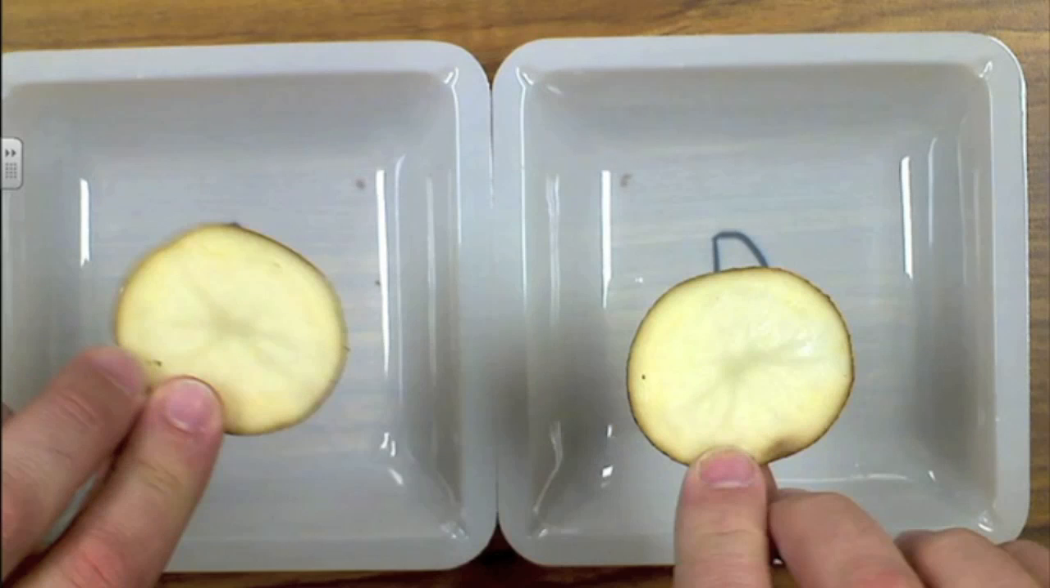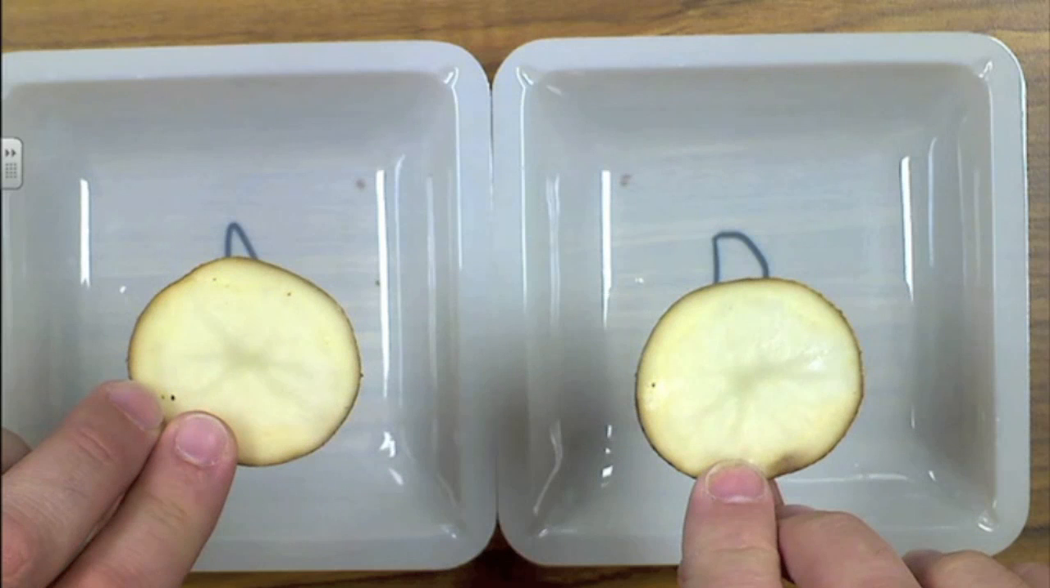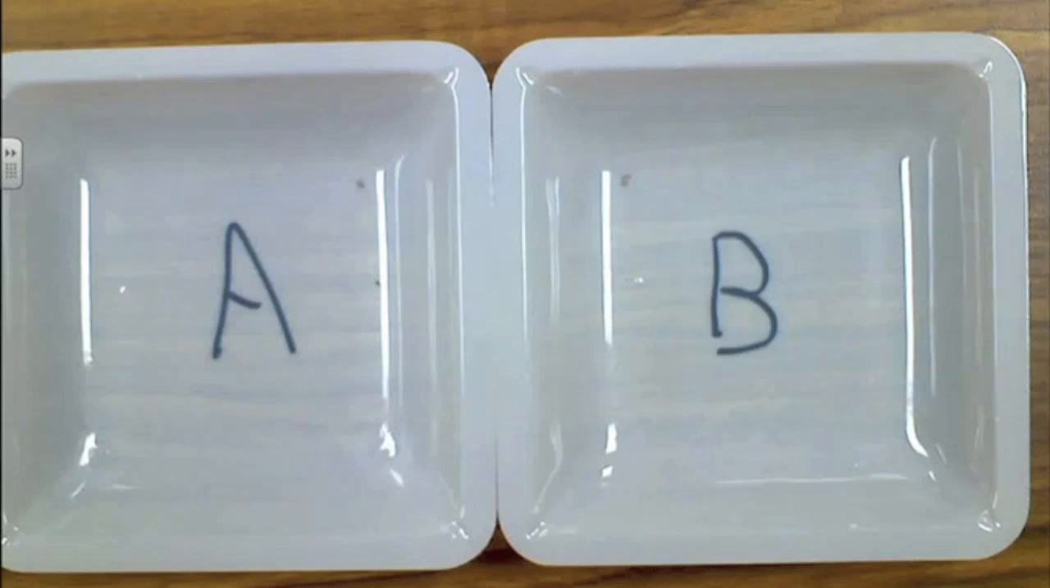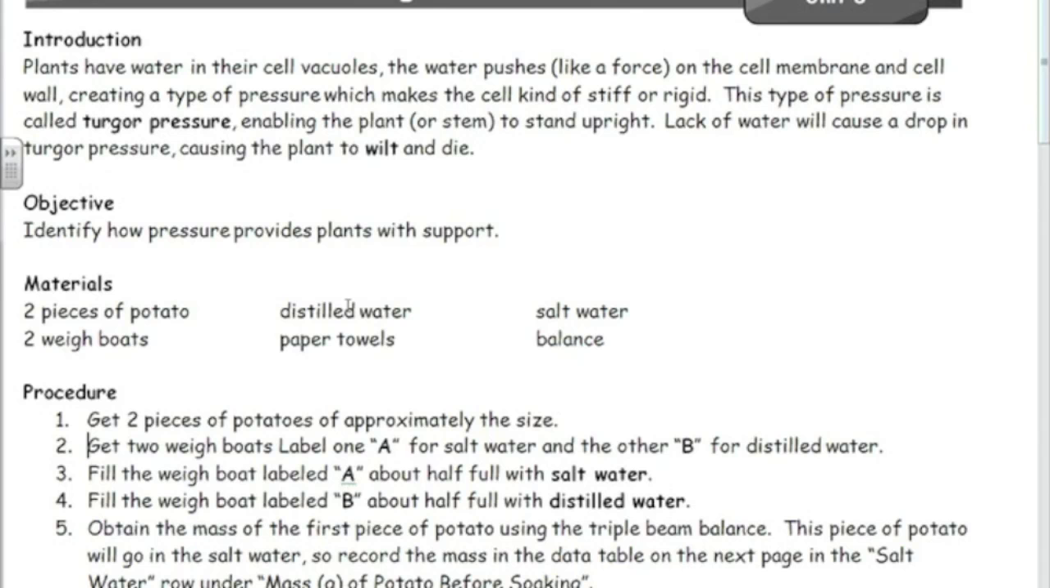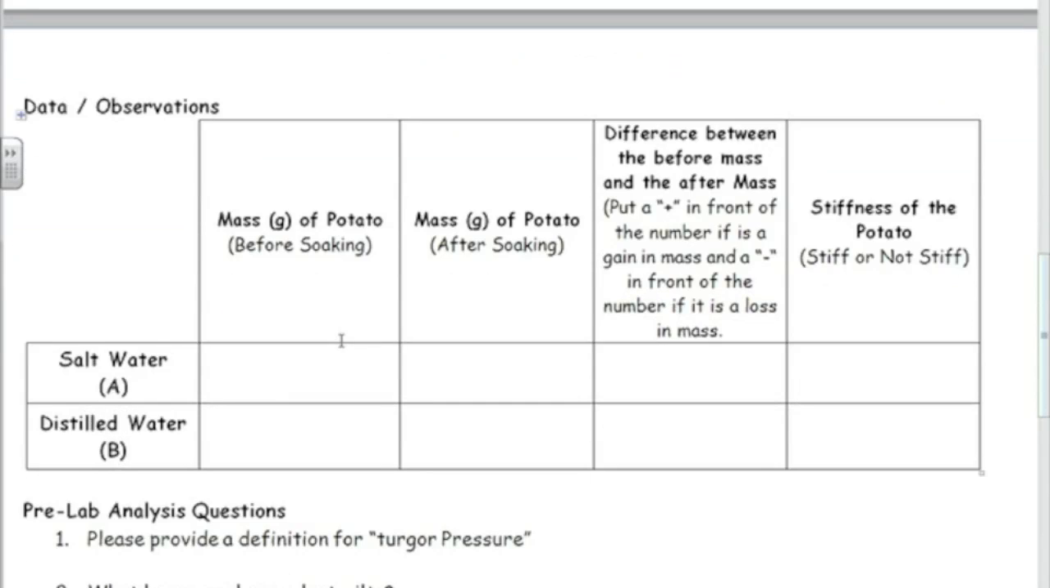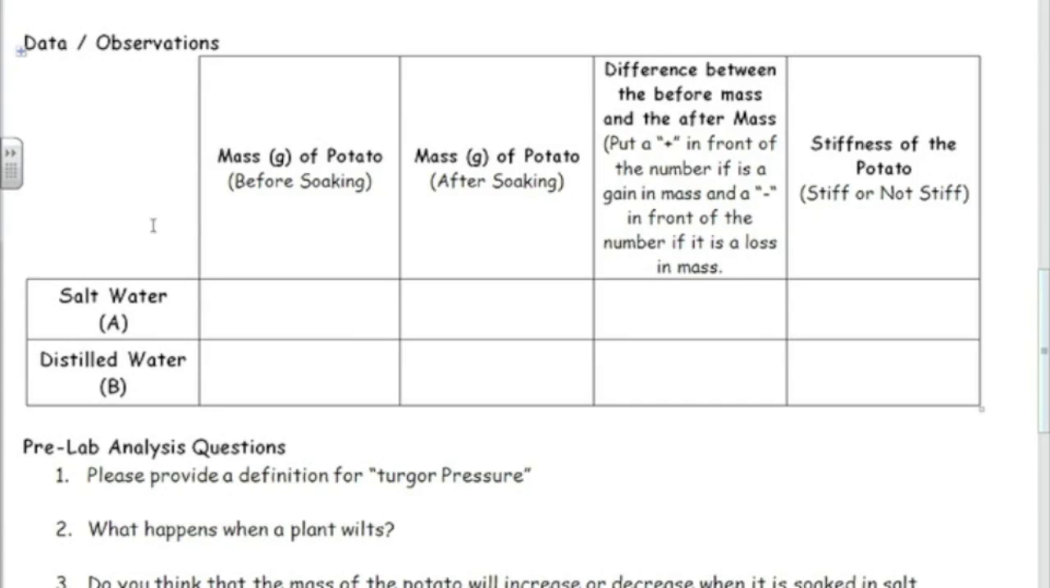So I would take these over to the triple beam balance or an electronic balance and find the mass of these 2 potato slices. Let's go back and look at your lab sheet. When we find the mass of the 2 potato slices, we're going to record that mass where it says mass of potato before soaking for A, which is salt water, and B, which is distilled water. So let's assume that for each potato slice, we have a mass of 10 grams.